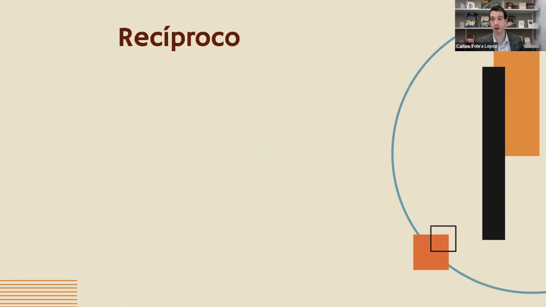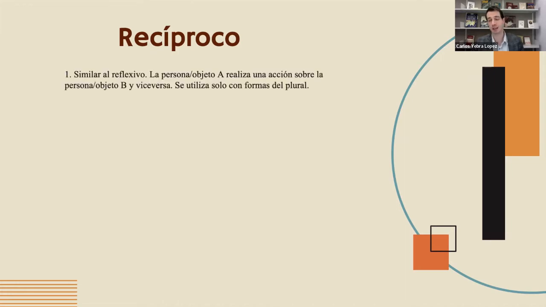Now, another type of paradigmatic se is the reciprocal se. Now, here we have a similar case than the reflexive se, but in this case, person or object A performs an action over person or object B and vice versa. And we only use this with the plural forms.